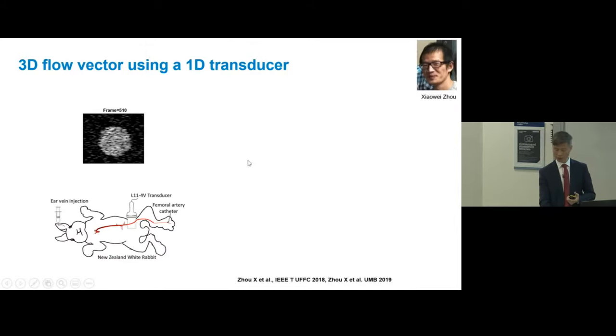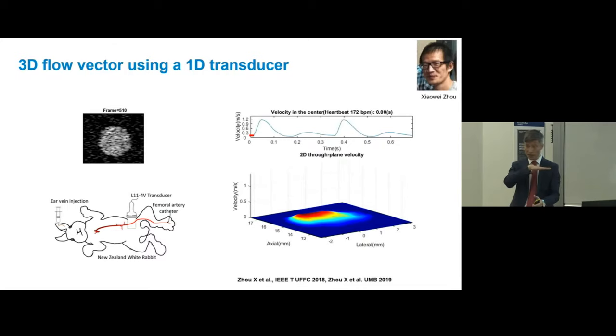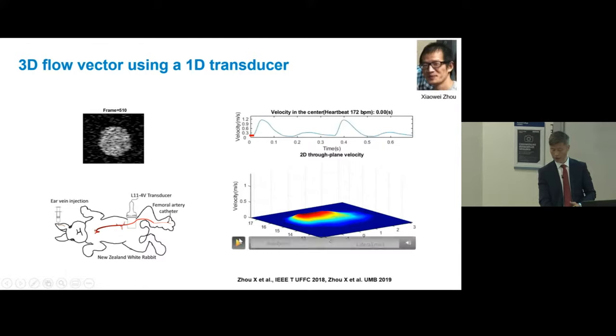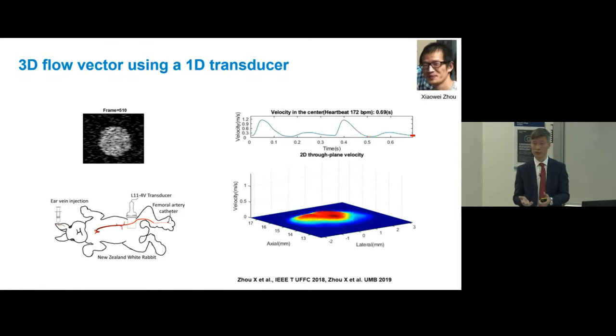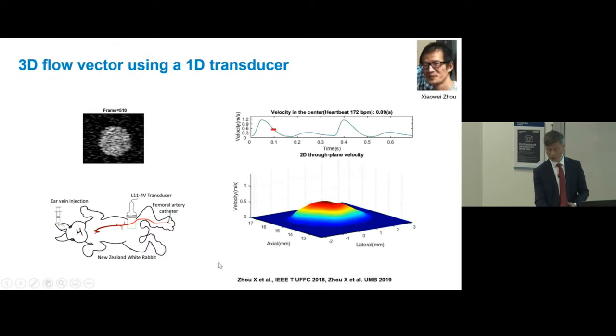Actually, Xiaowei was leading the work, and lots of the work here is in collaboration with Peter, who is also sitting somewhere in his lab. And we actually generated this. What I'm showing you in the movie is a vessel going up and down, and we're imaging a plane, but we can figure out the flow velocity in the third dimension like this. So this is really spatially and temporally resolved three-dimensional flow information, but with a conventional probe. We don't need a very sophisticated 3D probe.